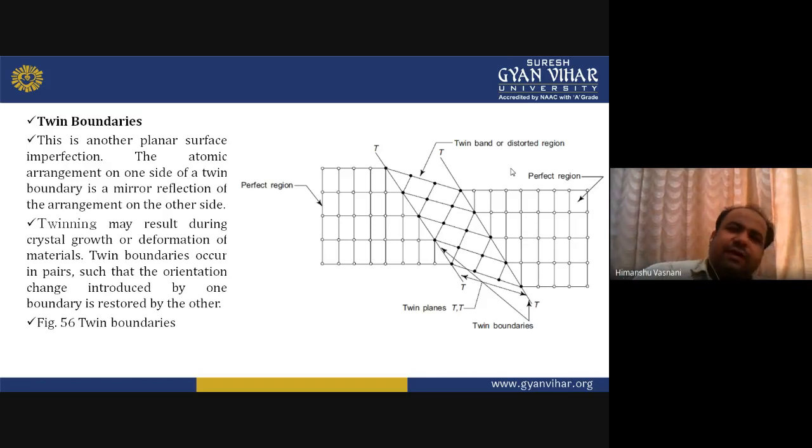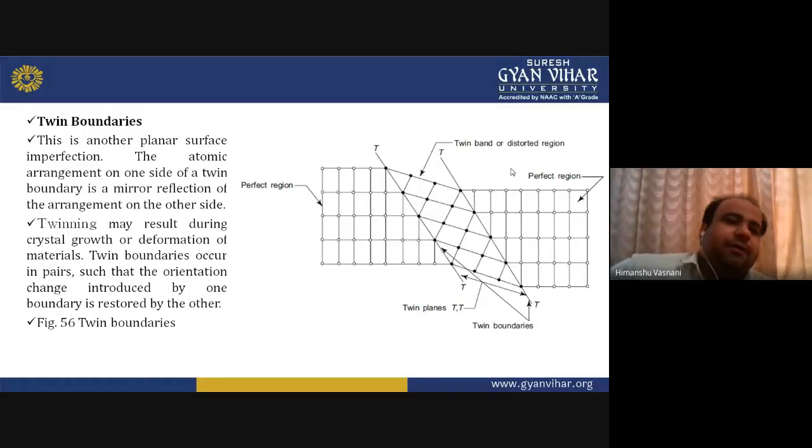So twin boundaries can be defined as another planar surface imperfection, where the atomic arrangement on one side of a twin boundary is a mirror reflection of the other side, and in between there is a twinned band. Twinning may result during crystal growth or deformation of the materials, because twin boundaries occur in pairs, such that the orientation change introduced by one boundary is restored by the other.